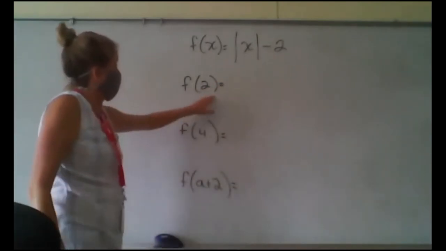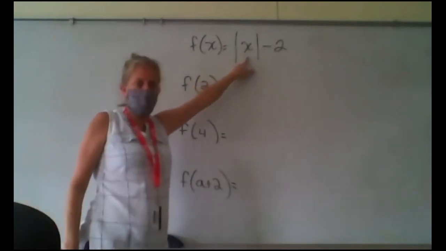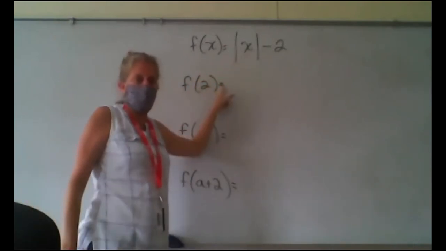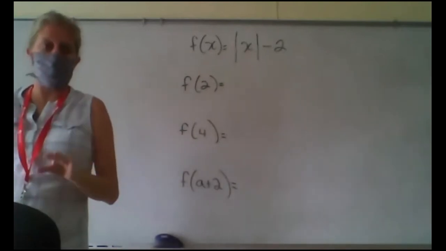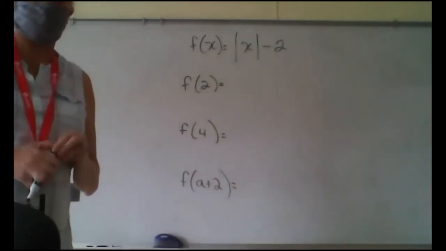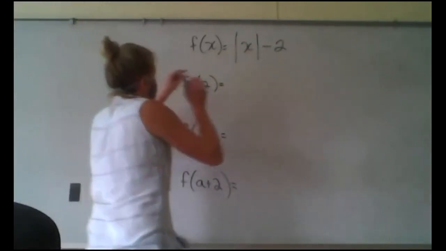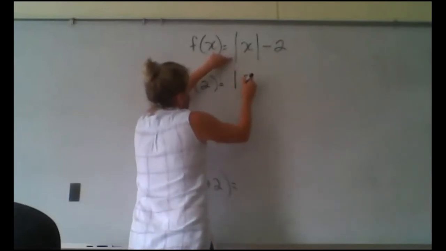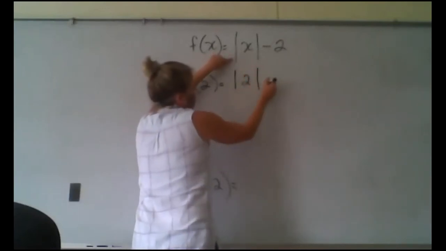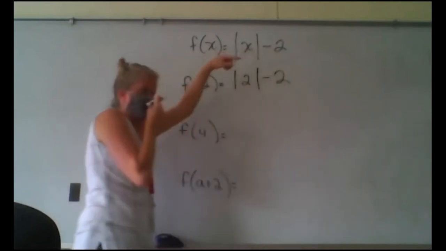So let's see, the first thing we're going to do is replace this x with what's in parentheses. So what's in parentheses is the number 2. So we're going to replace that x with the number 2. So we'll have the absolute value of 2 minus 2, and then do the math.